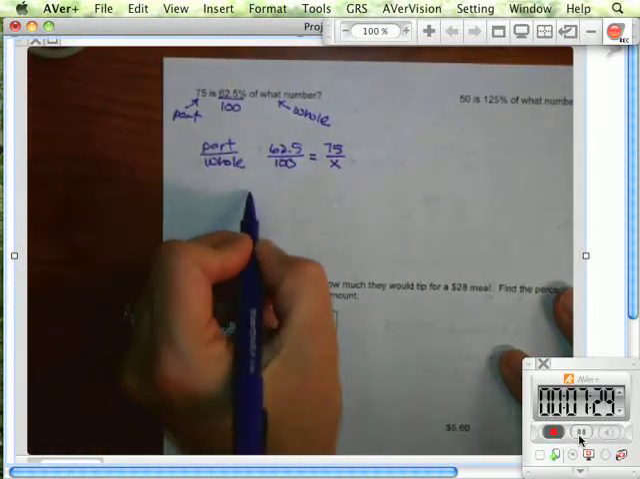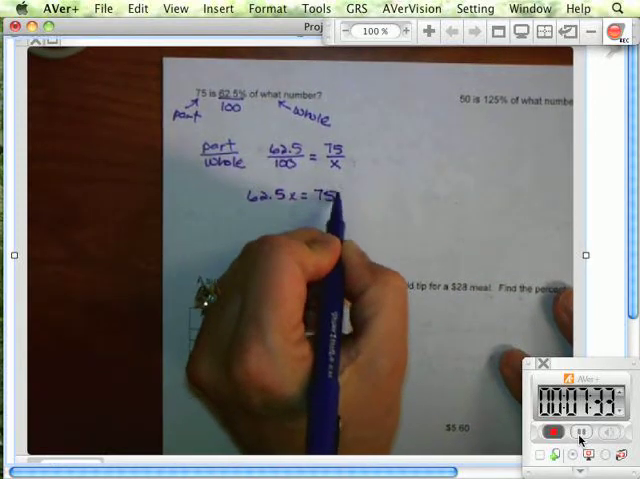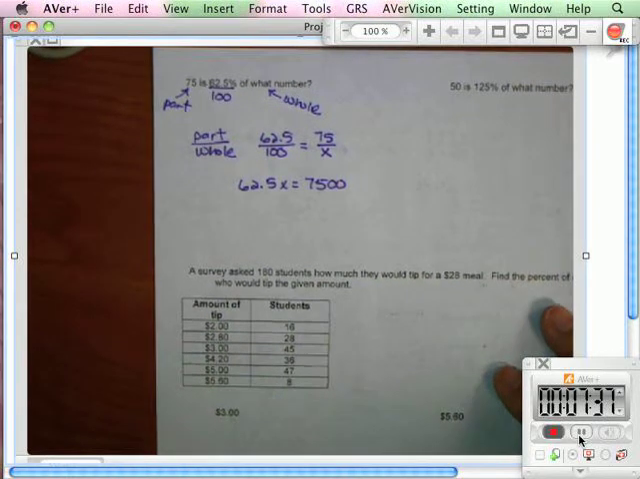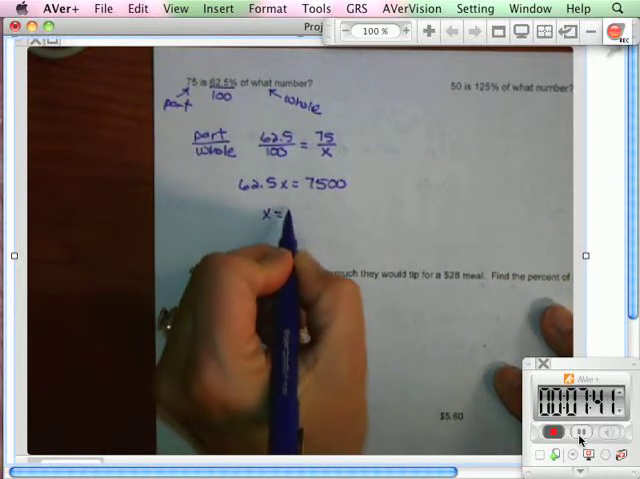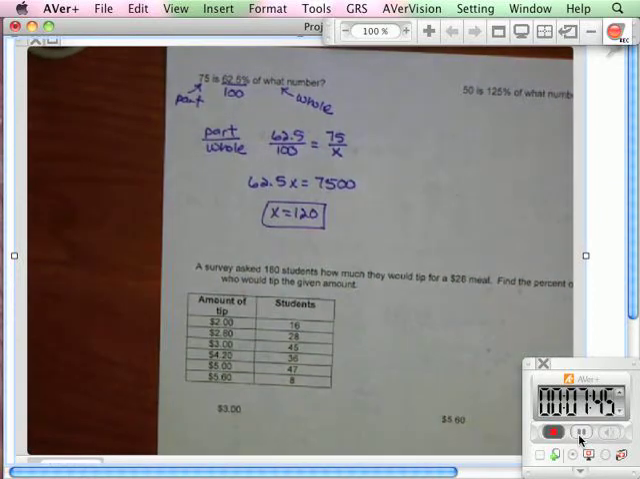And then you cross multiply. X equals 120. So 75 is 62.5% of 120.